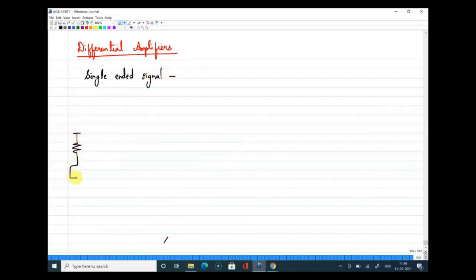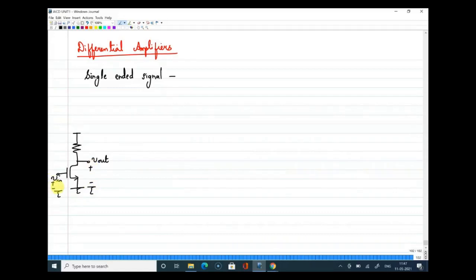This is our regular common source amplifier where you are providing input to the gate, you are taking output from the drain, and we know that both input and output are measured with respect to ground. So input is measured from gate with respect to ground and output is measured from drain with respect to ground. So this is plus minus V out and this is plus minus V in. And this is how we measure voltages, right?